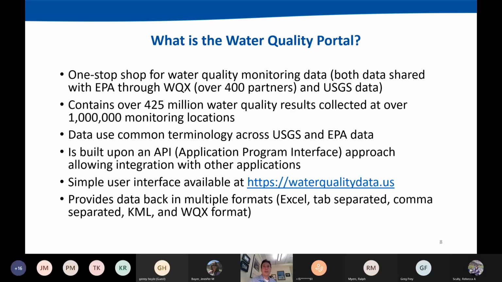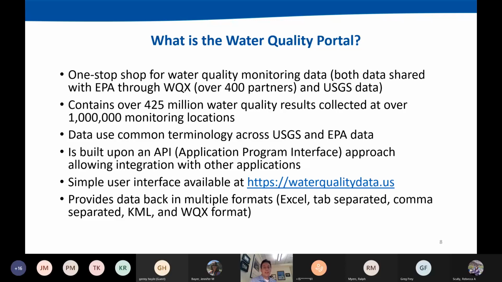When we first released WQX, this is always kind of a fun history, prior to WQX getting out there, I believe the STORET warehouse had somewhere in the neighborhood of 10 million water quality results. Within that first year with WQX, I think we doubled that. And we were super excited about that. And that was about 14 years ago. And here we are at 425 million results. So that's just incredible growth, and it continues to grow at an accelerated rate.